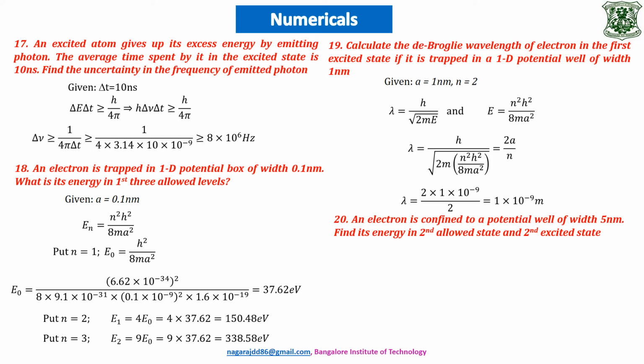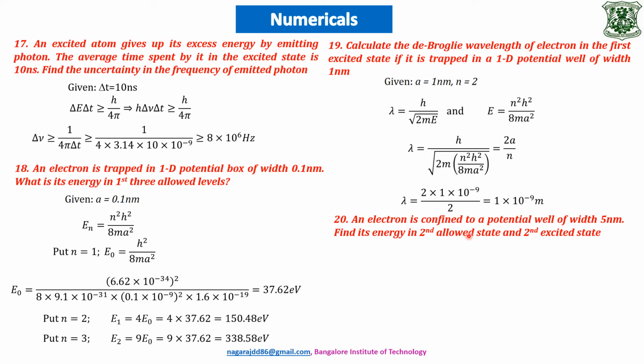Next question. An electron is confined to a potential well of width 5 nanometer. Find its energy in the second allowed state, second excited state. Did you follow? Second allowed state, second excited state. Can you guess the value of n? Yes, you are correct. For the second allowed state, n equals 2. Second excited state, n equals 3.